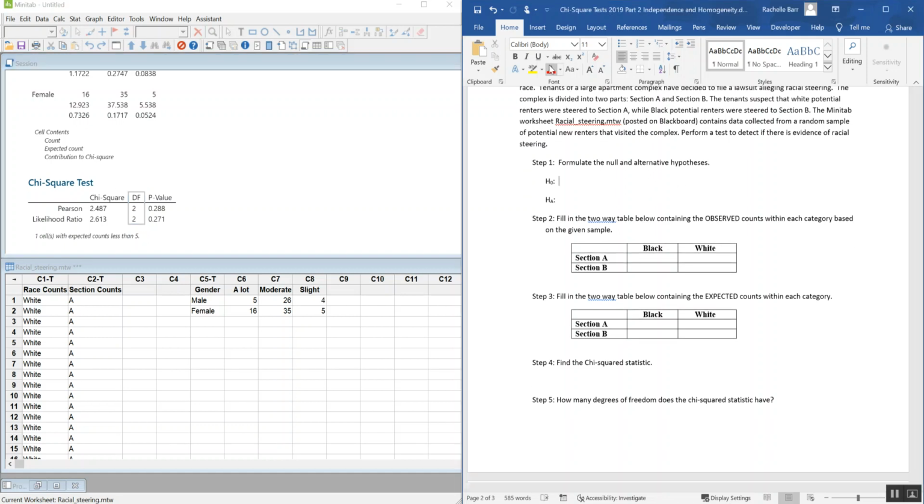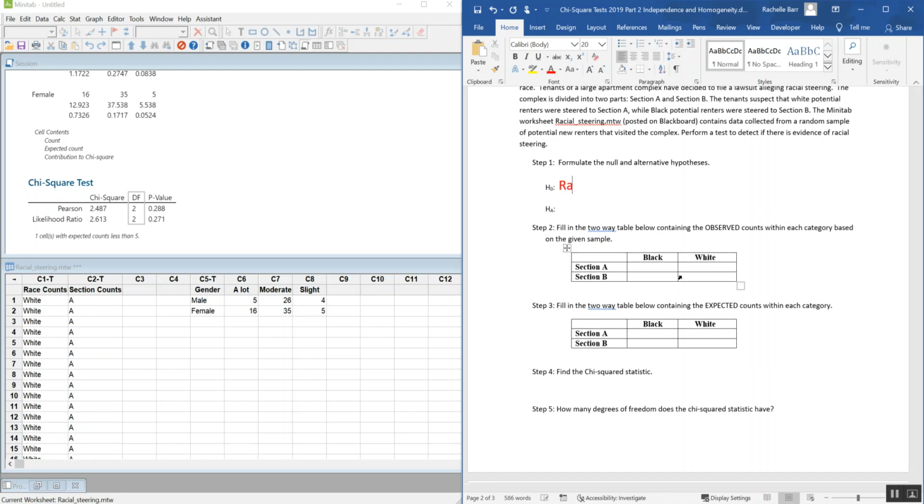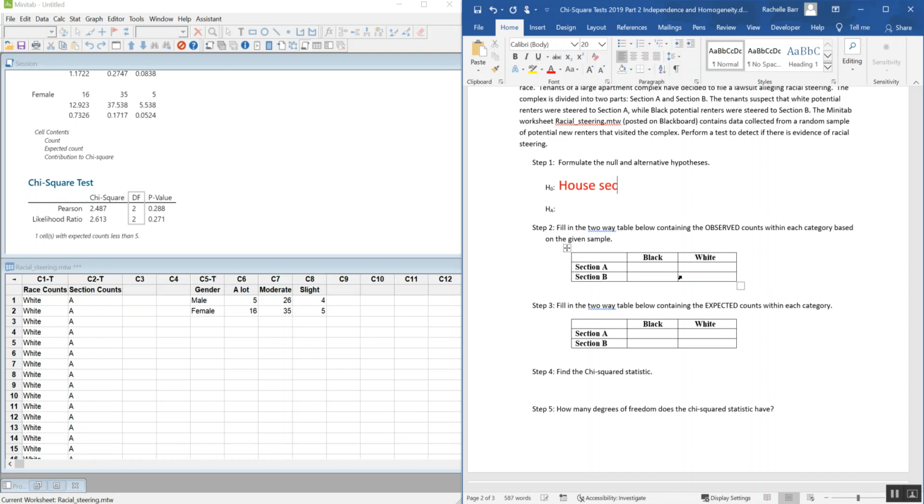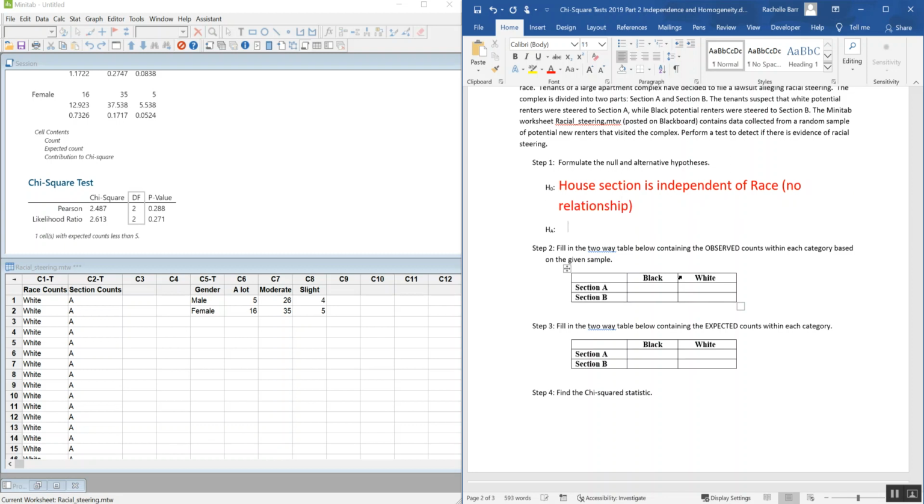So, what are we going to call for our null hypothesis? We're going to see, does race end up being independent? Let's actually do it the other way. Let's do housing section is independent of race. So this is saying that there is no relationship between race and what housing section they were encouraged to purchase from or were shown. So no relationship. And then the alternative is going to be, ooh, it looks like race did have an impact or had some sort of relationship with the housing section they were shown.